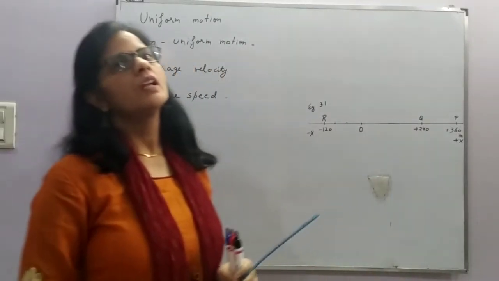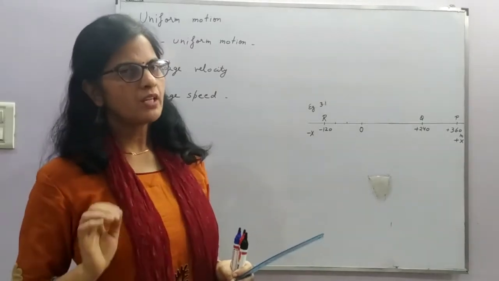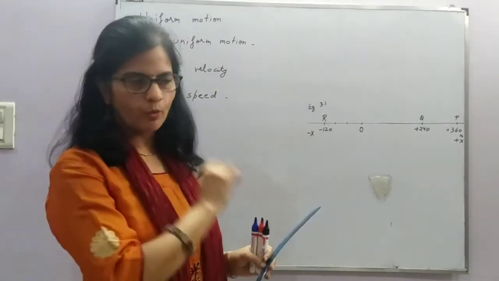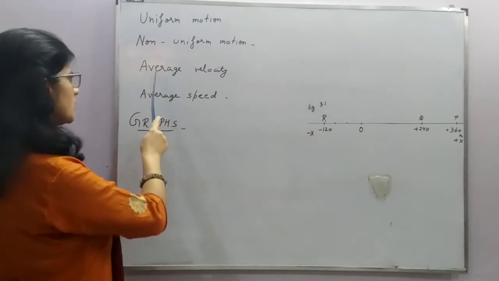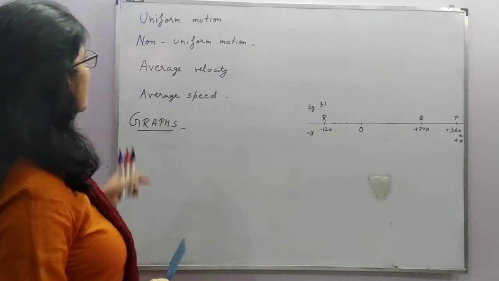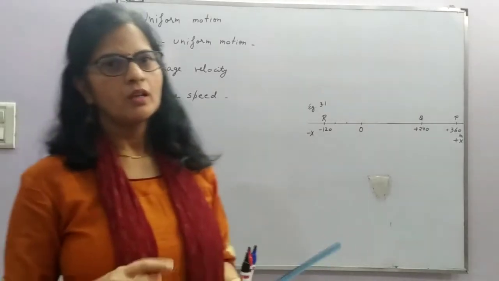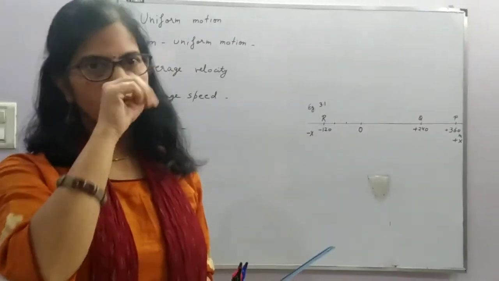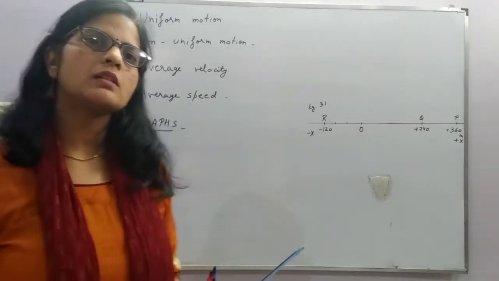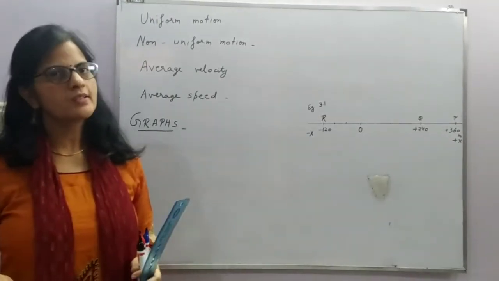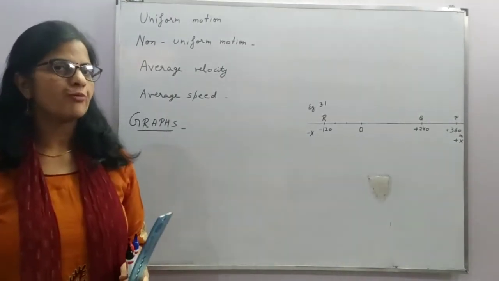Hello everyone. Today we are going to study some very important concepts using a question to differentiate between these two important concepts. First of all, we will have to discuss what is uniform motion. This concept you have studied in 9th standard also. Uniform motion is when a body covers equal distances in equal intervals of time.